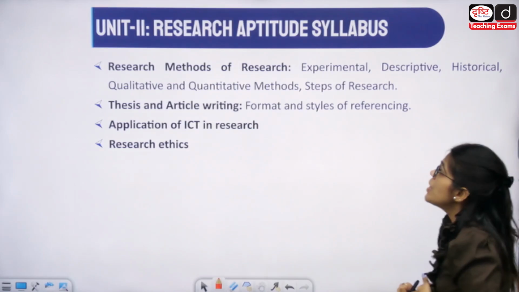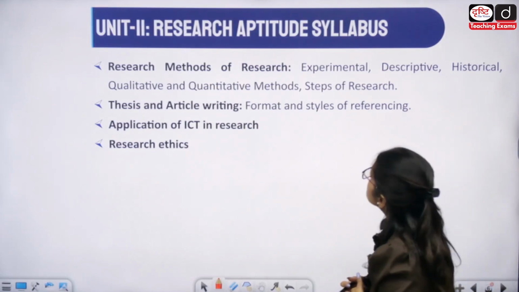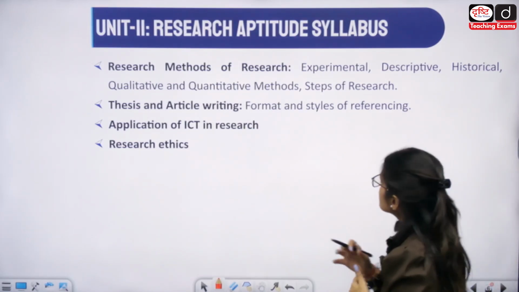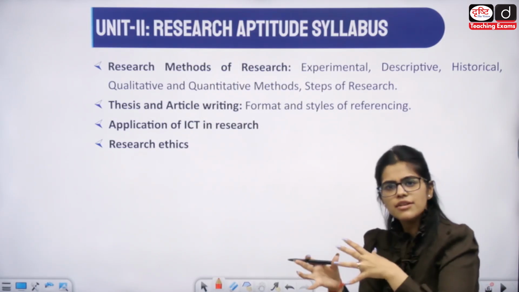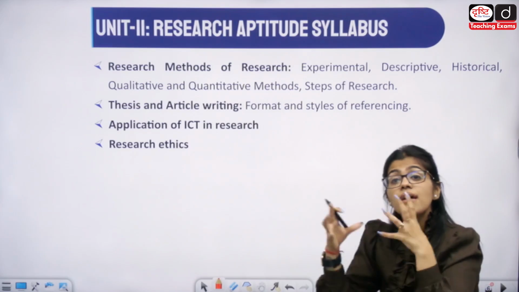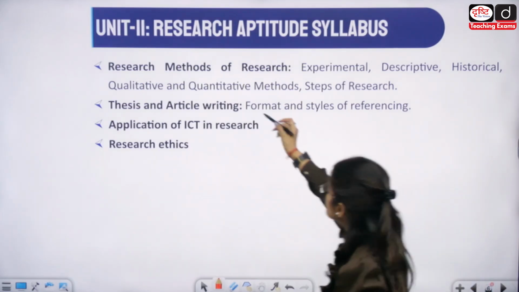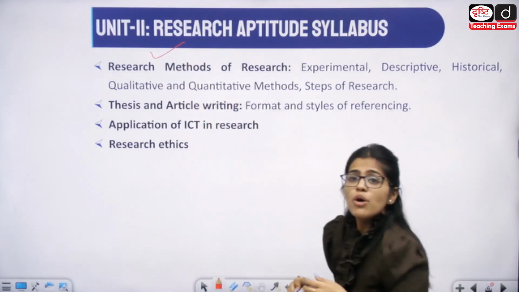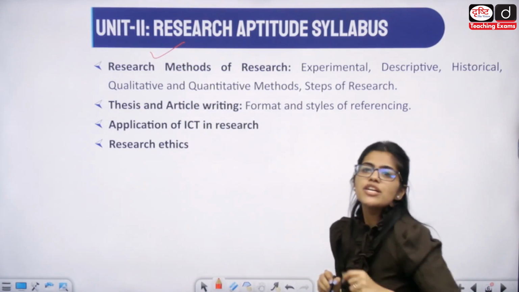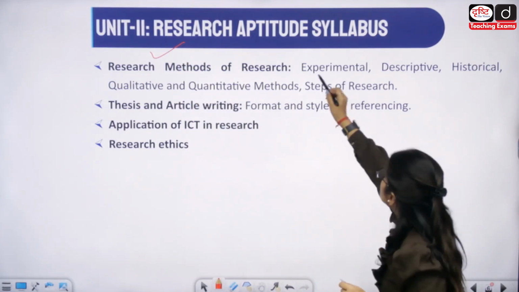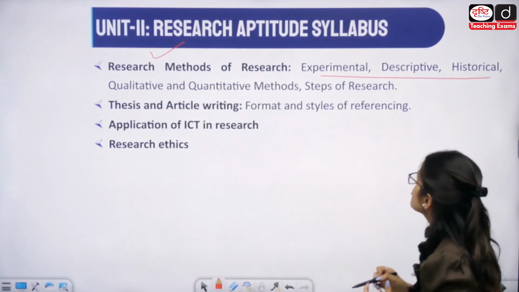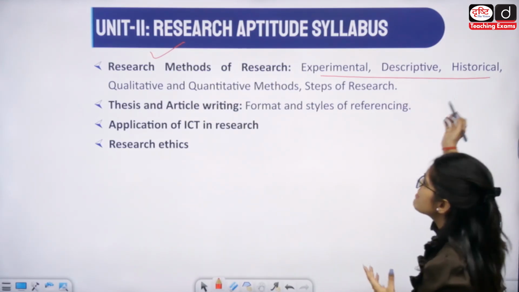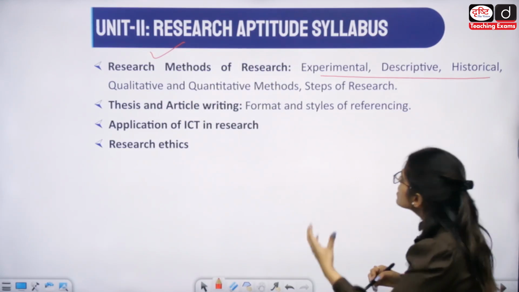Then we come to the second unit, that is research aptitude. Research aptitude is a very important unit because teaching and research, these 2 units, are also dealt with in other teaching exams. Research is one unit from which you get a lot of questions in your PhD entrances also. We'll talk about the different types of research and different methods of research: experimental, descriptive, historical, qualitative, quantitative.